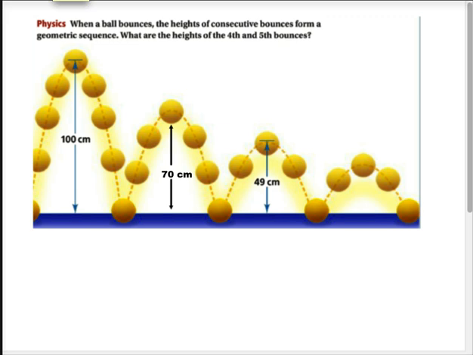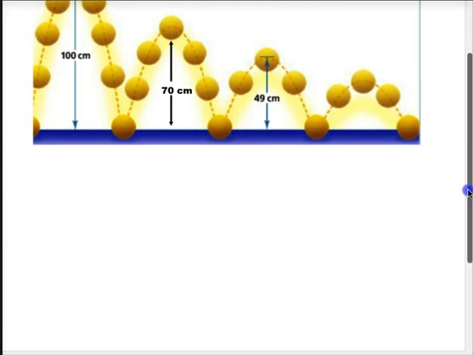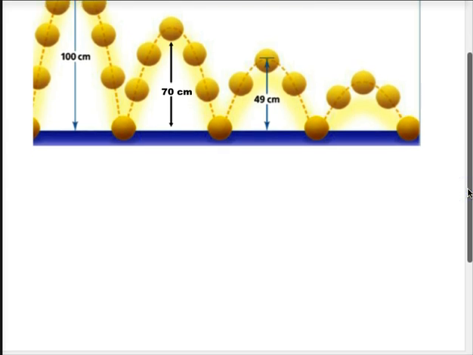All right, when a ball bounces, the heights of consecutive bounces form a geometric sequence. What are the heights of the fourth and fifth bounces? So here we're given the first three, 100, 70, 49, and we want to know the future terms. All right, so using geometric formulas, we know we need the first term and we need that rate. Our first term is 100. Now, remember what I said. This time it's a little less obvious.